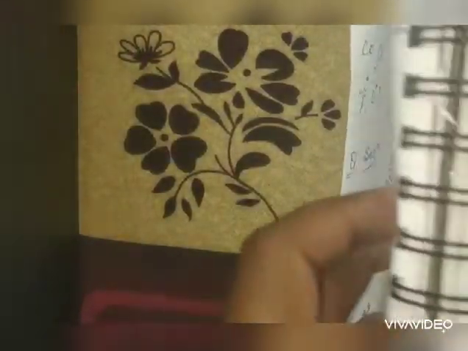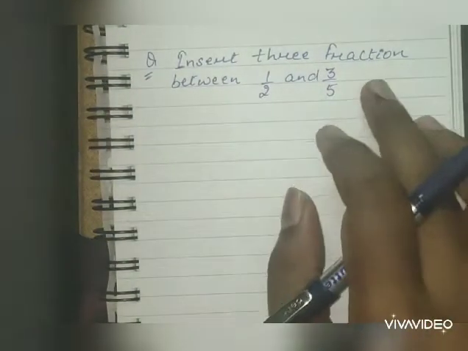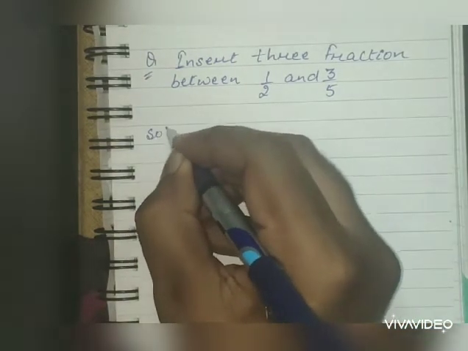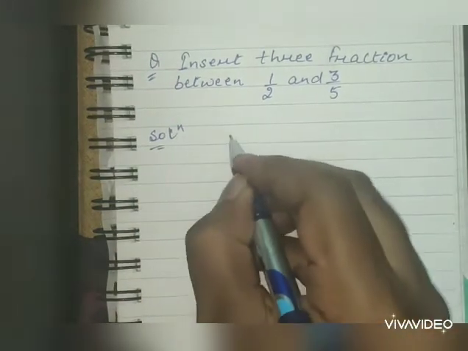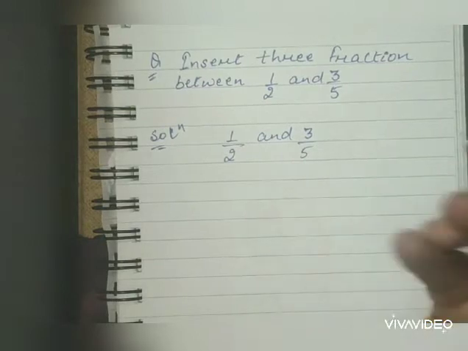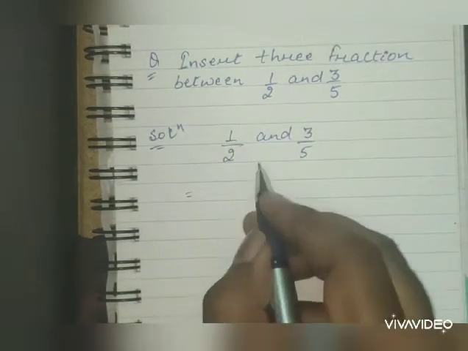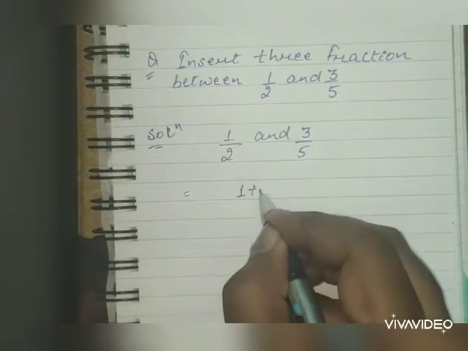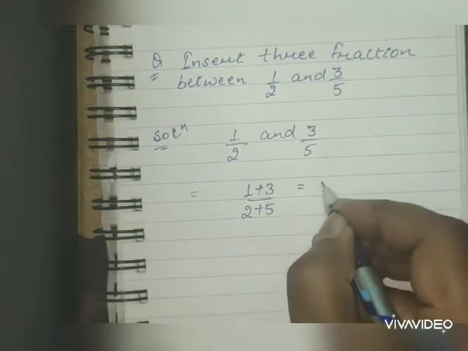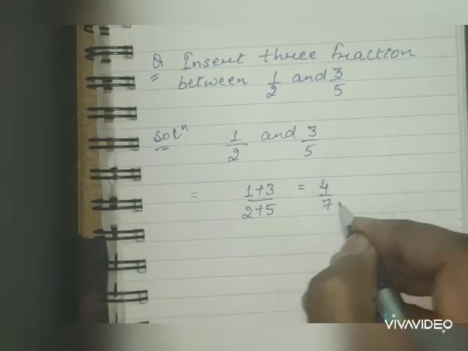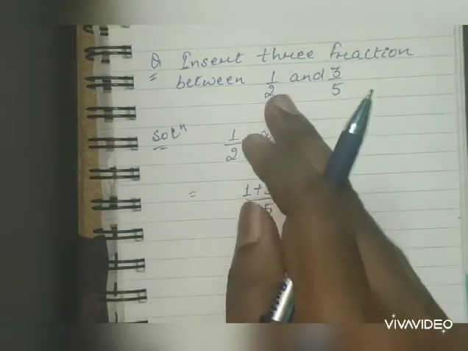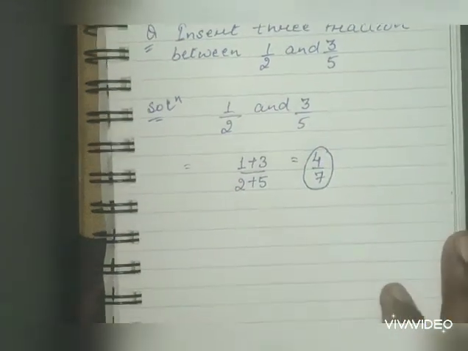Now we will see how to insert 3 fractions between the two given fractions. So we will do it step by step. Okay, so let's write the fraction which has to be solved. Then let's see. So add the numerators, 1 plus 3, then the denominators, 2 plus 5. So you have got 4/7. So this is the one fraction that will be inserted. Now you have to find the other two also.